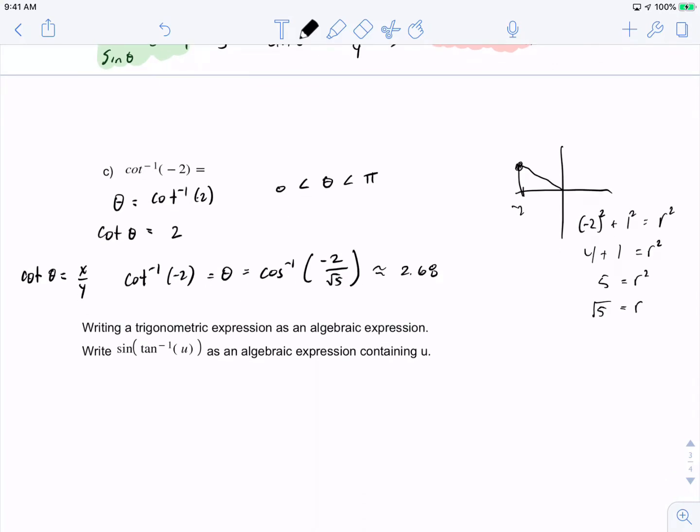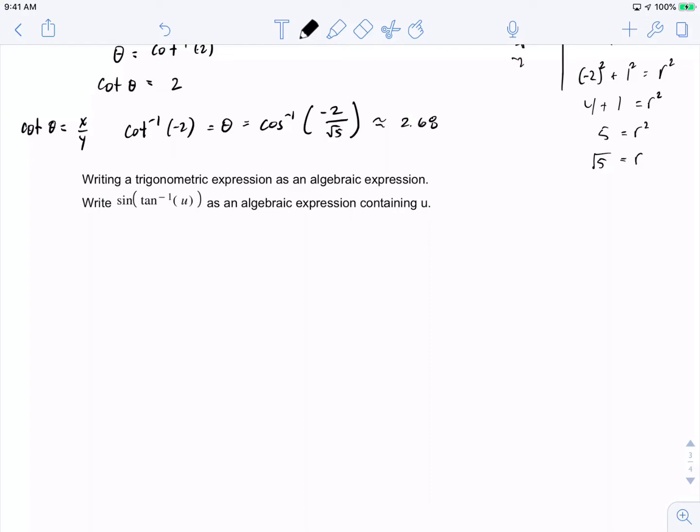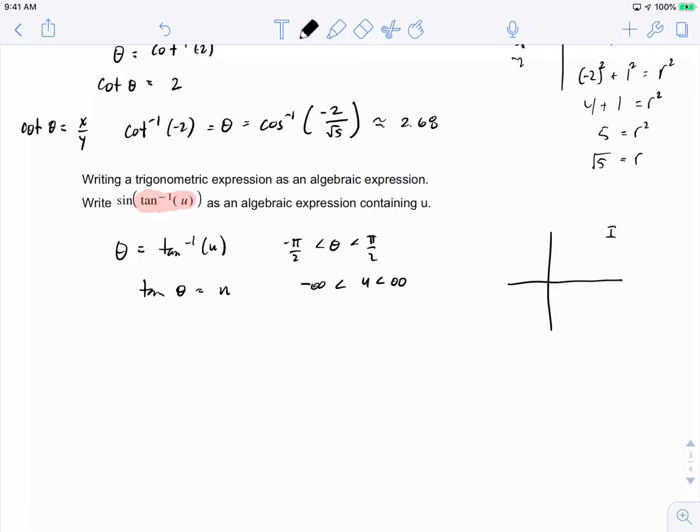All right, let's go on to the next example. And in the next example, we're going to work with the inside piece, and so we're going to let theta equal tangent inverse of u, knowing that we have a restriction here. So then tangent of theta is equal to u, and we know that u has to be between positive and negative infinity. Since we have this here, what this ends up telling us is we're going to have to be in the first or the fourth quadrant.